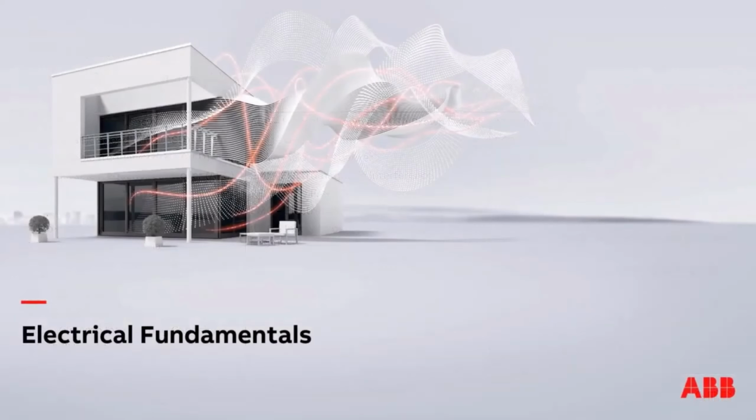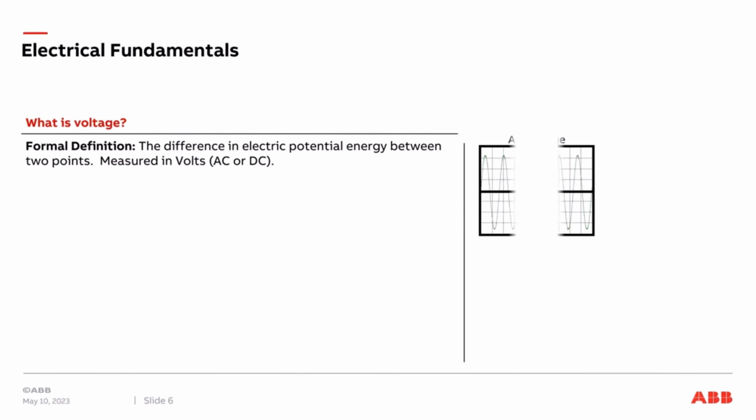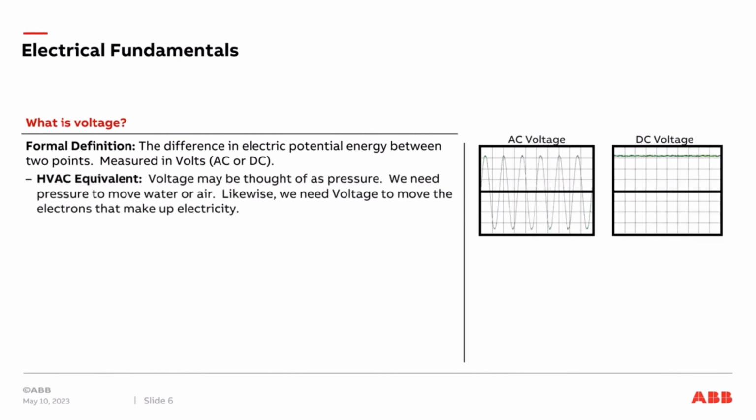Let's talk some electrical fundamentals. What is voltage? The formal definition of voltage is a difference in electric potential between two points, measured in volts, in AC or DC. The HVAC equivalent is that voltage may be taught as pressure. We need pressure to move water or air. Likewise, we need voltage to move electrons to make electricity.